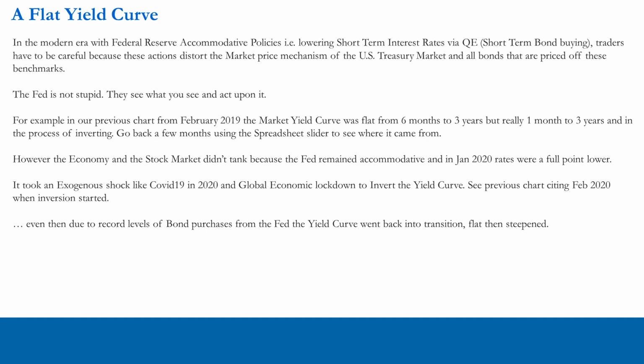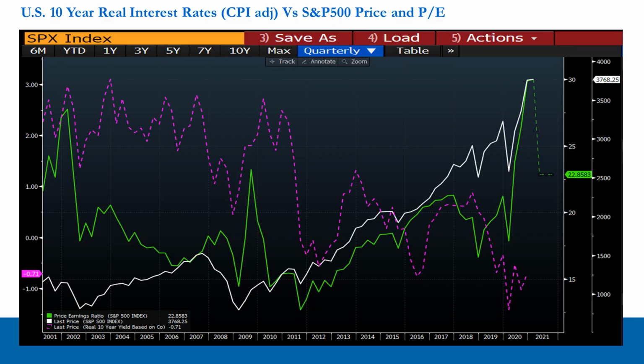And if we go back and have a look at our chart that we looked at earlier, where we plotted 10-year real interest rates, so nominal adjusted for the consumer price index, adjusted for inflation, plotted against the S&P 500 price, the level of the S&P 500 and the price earnings ratio of the S&P, we can look at that and just see what happened in 2020. We can see that real rates went negative.